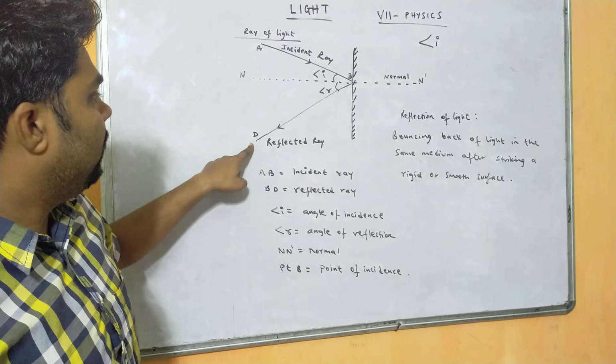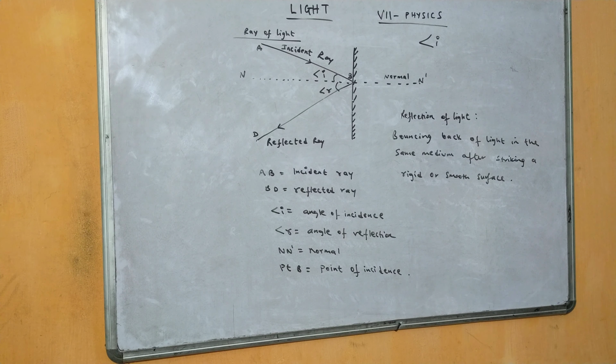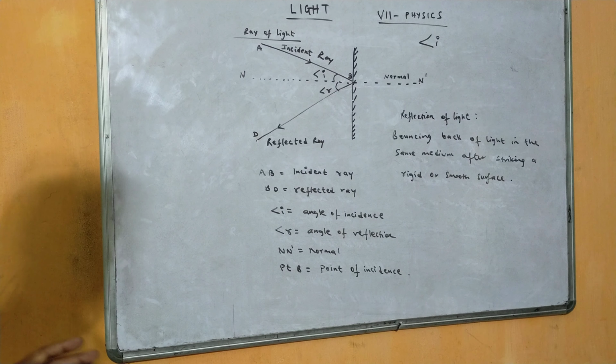So you need to write the chapter's name and the definition of reflection of light. Also you need to write what is light in the first session only, in the first minute only. In this video I told you what is light. Light is a form of energy which helps us to see objects, right? So these notes you need to write in your exercise book. After writing these notes, you need to write the definition of each term also.